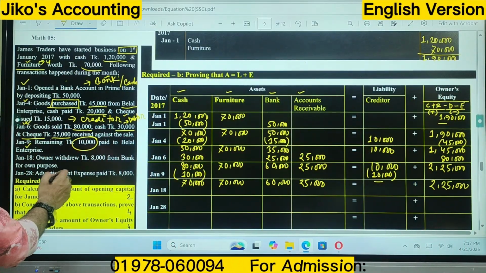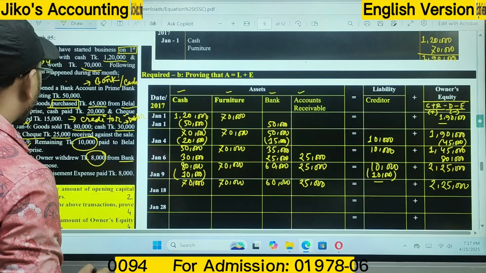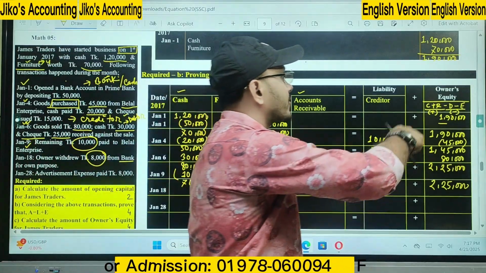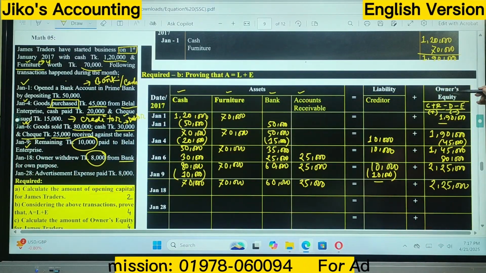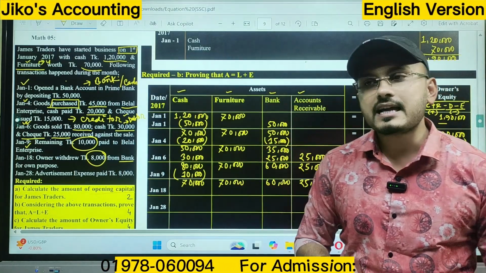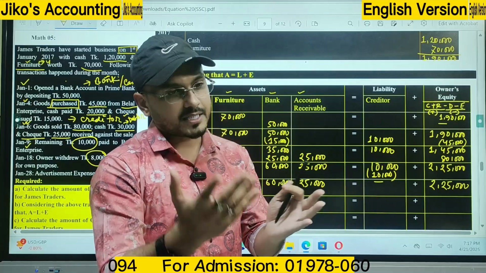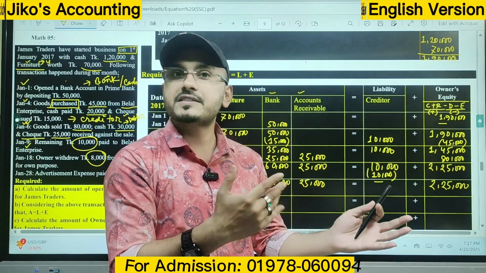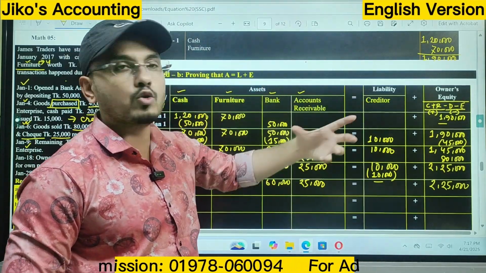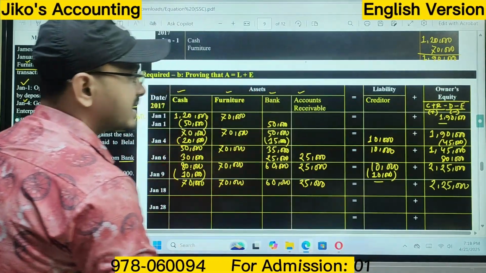How about January 18? Owner withdrew taka 8,000 from the bank for his own purpose. Now try to get this one. Whatever is withdrawn from the business indicates the reduction of the equity. In short, whatever is brought by the owner to the business should be recognized as capital. Whenever the owner withdraws anything from it, it might be goods or any cash amount, that should always be recognized as the withdrawal amount. You can see drawing. Drawing always indicates the reduction of the equity. So we have to deduct it from the equity.